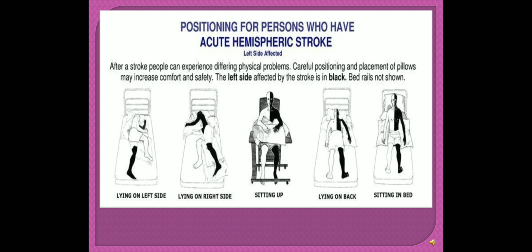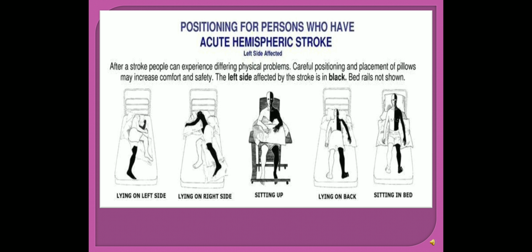Then the next position is sitting up. This is a very important position. In this position, we have to instruct or support the patient to sit well back in the center of the chair or wheelchair. Then place the arms well forward. The left arm may rest on a table or armrest, that means the affected side. Then feet should be flat on the floor or footrest in case of wheelchair, and knees should be directly above the feet.